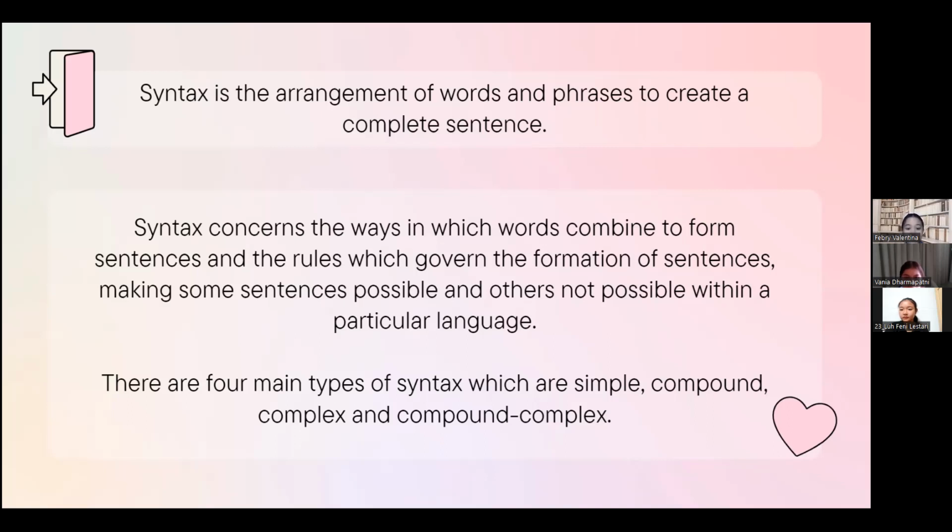The study of syntax has been perhaps the most active branch of linguistics for the past half-century, and disputes concerning syntax and the ways in which it is to be represented have been the basis of many theoretical proposals and controversies. There are four main types of syntax, which are simple, compound, complex, and compound complex.